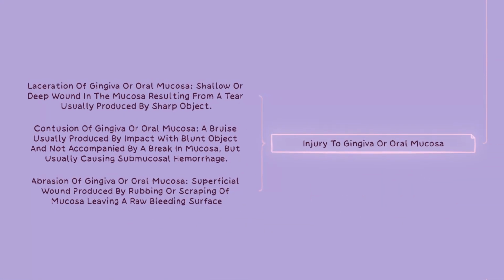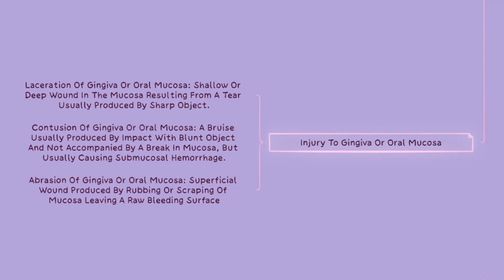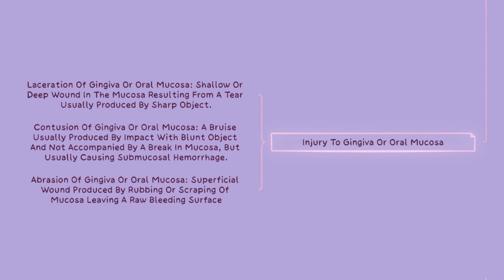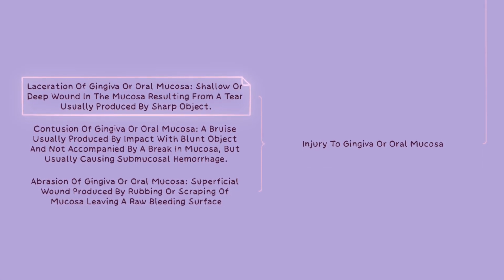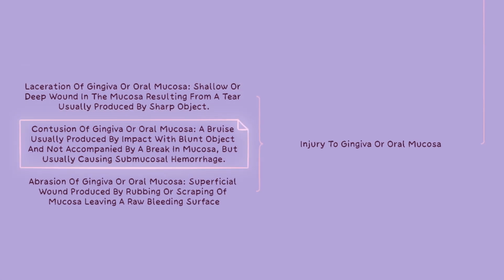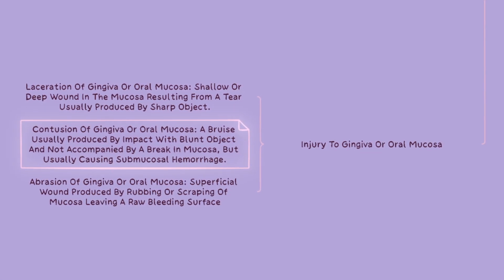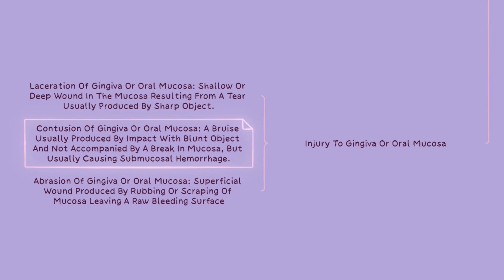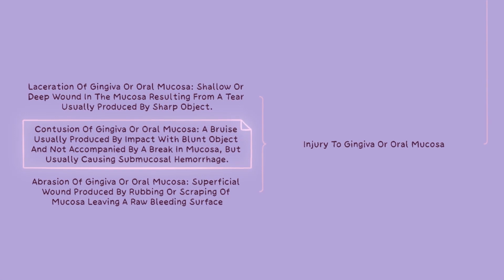The last type of injuries that come under Andreasen's classification is injury to the gingiva or the oral mucosa. Laceration of the gingiva or oral mucosa is usually due to a tear from a sharp object. Contusion is seen due to blunt trauma to the gingiva or oral mucosa without any break in the mucosa. Contusion is usually associated with submucosal hemorrhage.